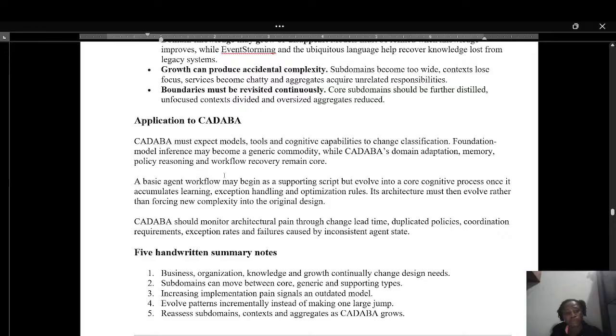So CADABA should also monitor architectural pain through change lead time, duplicated policies, coordination requirements, exception rates, and failure caused by inconsistent agent system. So this is what we have learned in evolving design decision. So scale up as the business evolves. Do not just wait till all the business applications are failing. Do not wait till the business is stagnant and nothing is flowing before you redesign. Design gradually, expand design gradually as the business evolves.